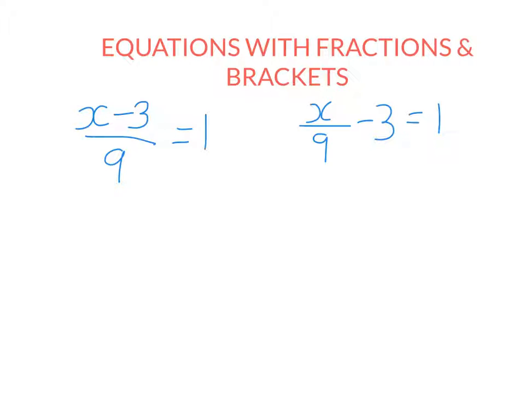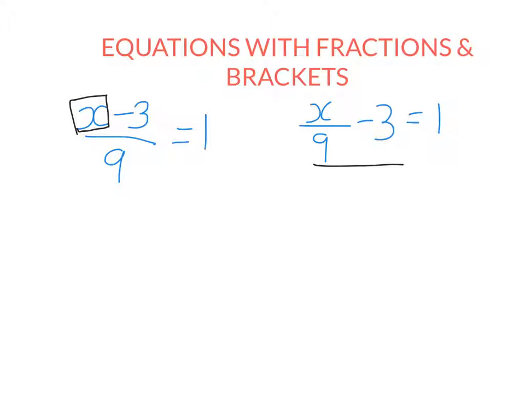Well, if you look at the first equation, what we've done is we've taken our unknown number x, we've subtracted 3, then divided by 9. In the second equation, we've divided by 9 first and then subtracted 3. So the only difference between these two equations is order of operations. So when we're solving it, we're going to perform the same operations but in a different order.